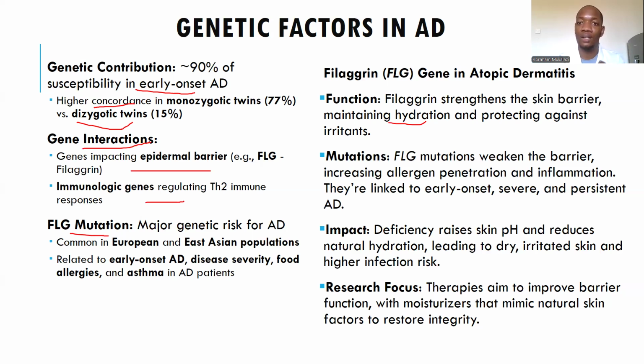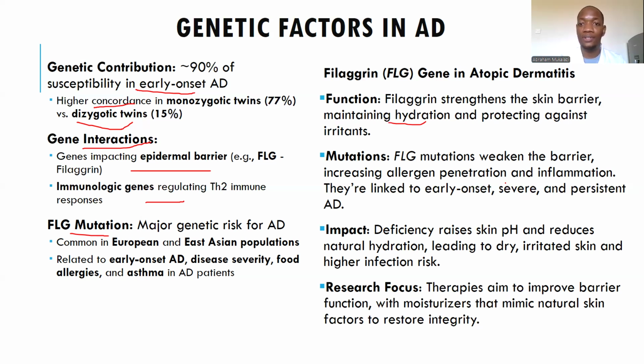If you don't have the filaggrin protein functioning, it means that you don't have the natural moisturizing factor, you don't have the histidine that usually absorbs water into the skin to make it well hydrated. So that means that your skin will end up being very, very dry and prone to irritation. So that's how the filaggrin gene comes into play in atopic dermatitis.